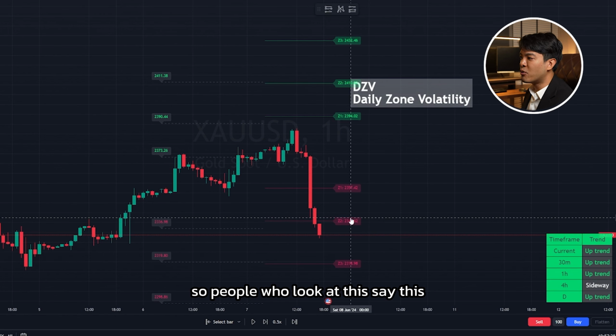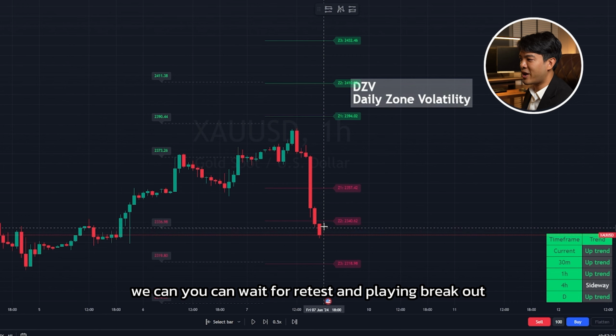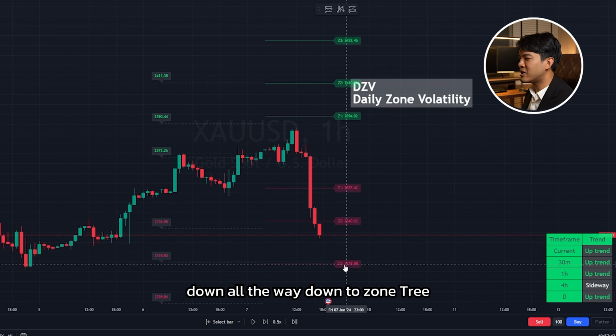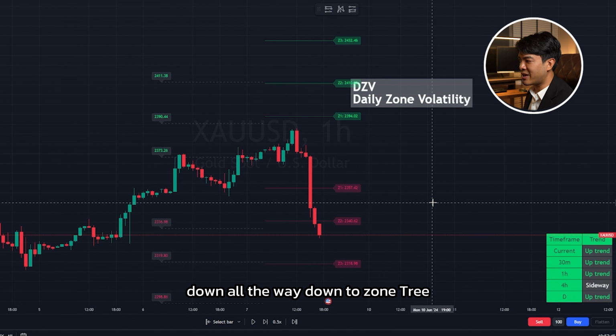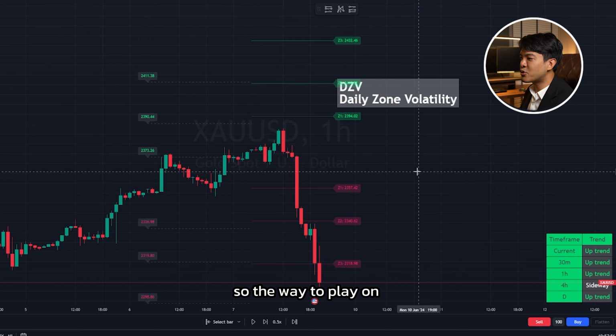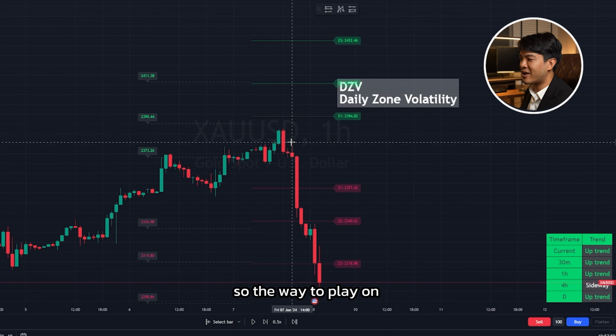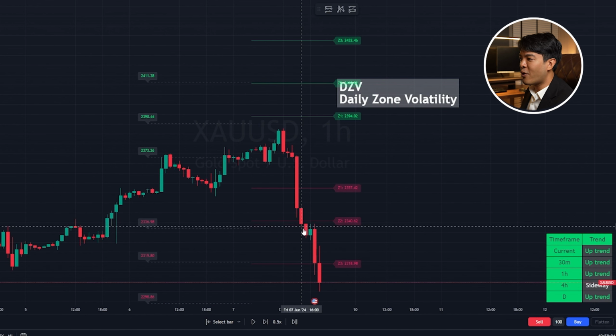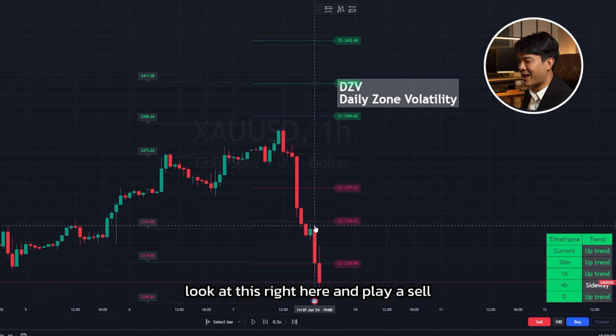So people who look at this, you can wait for retest and play a breakout or a retest sell. In this case, all the way down to zone 3. And usually if it go to zone 3, it could break out below that zone as well. So the way to play on a trendy day like this, on a mega trendy day like this, is that we wait for the pullback to zone 2, look at this right here, and play a sell.